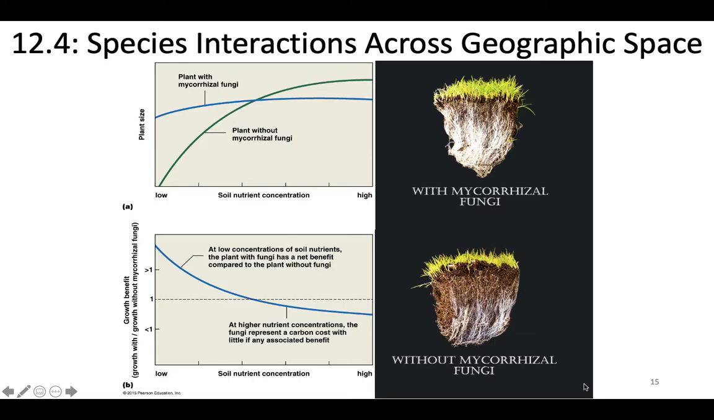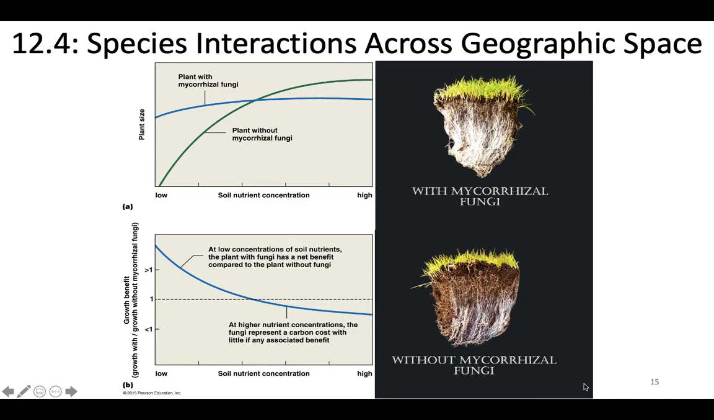Now, mycorrhizal fungi can be beneficial in low nutrient environments, but if the nutrient content is really high and the plants don't really need help obtaining nutrition from the soil, the fungi can actually be energetically costly to the plant and become not beneficial. Not really a parasite, well, kind of a parasite, sort of, because one species is getting a benefit and one is not, but only in high nutrient soils.